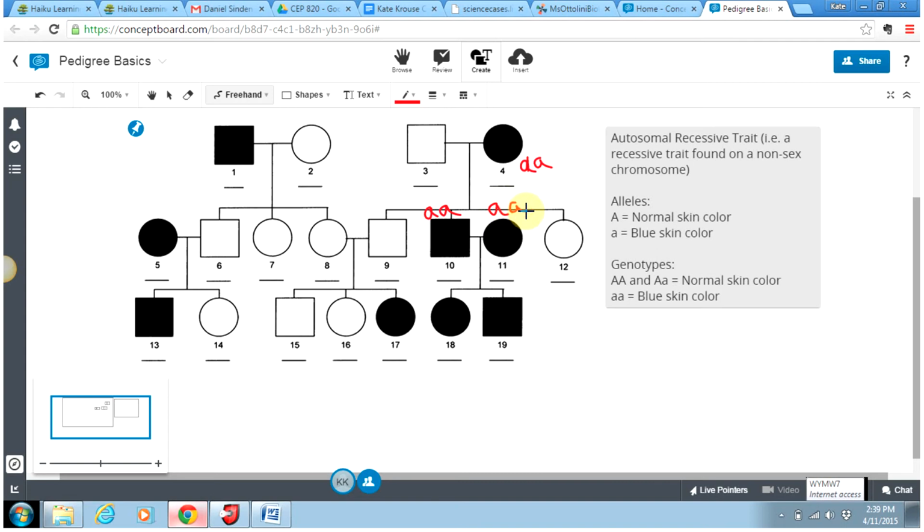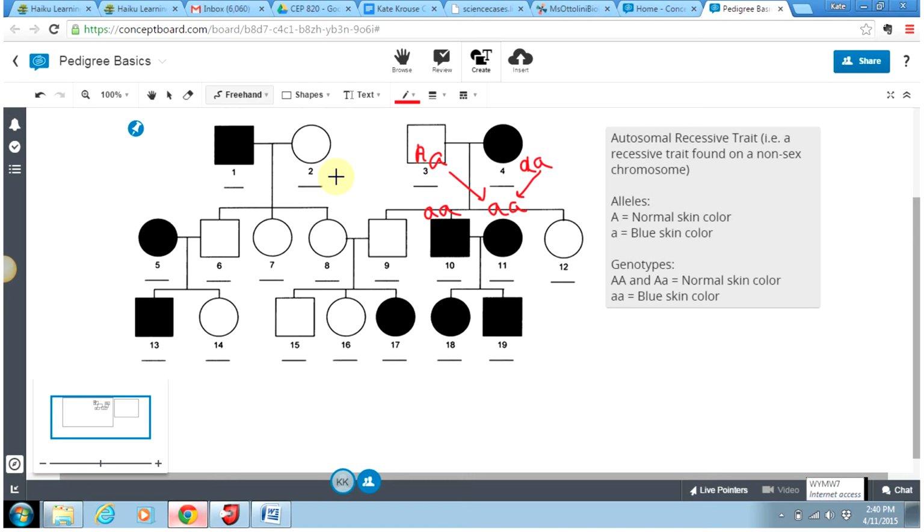Now, whenever we see the inheritance of a trait from parents to offspring, each child is going to receive one allele from each parent. So we know that this child here could have received a little a from the mother, but that means her other little a had to come from her dad. So right away, I know that her father had a little a as one of his alleles in his genotype. How do I know what the other allele is? Well, he's an unshaded box, which means he has normal skin color. So he has to have at least one big A for normal skin color, because that's going to be dominant to the recessive blue skin color allele.